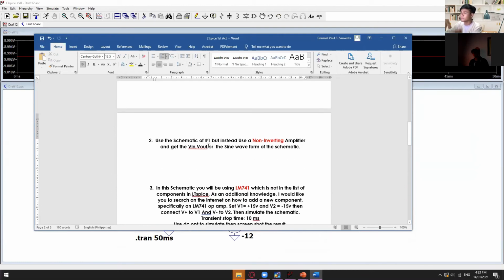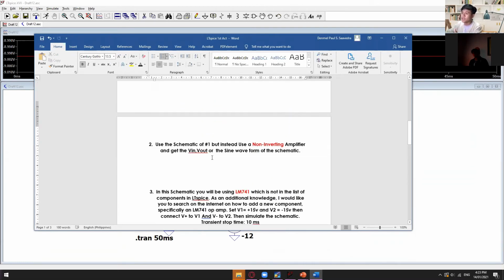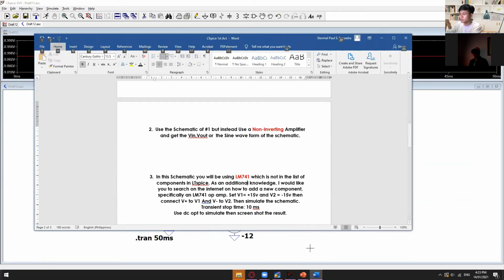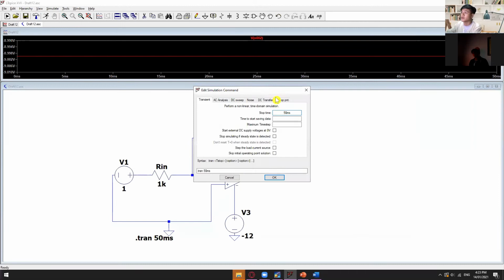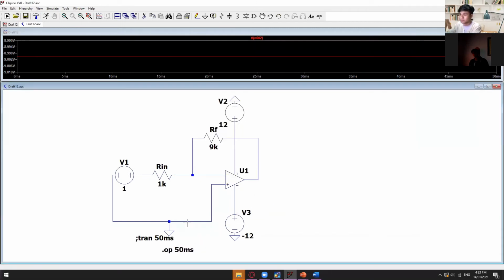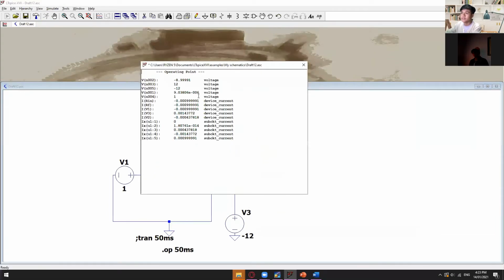So, hindi siya sine wave, kundi mga numbers. So, pakita ko lang sa inyo saglit. So, sa simulation, edit simulation command. So, sa DC op point, click nyo lang okay. Then, kapag niran nyo yan, ganito yung magpapakita.